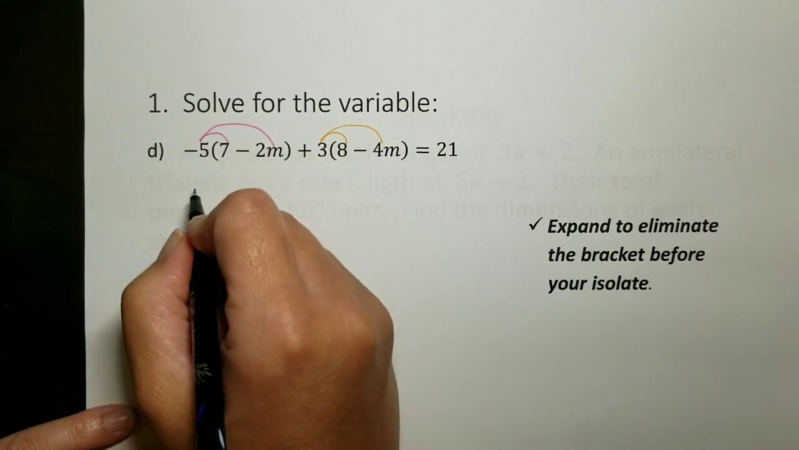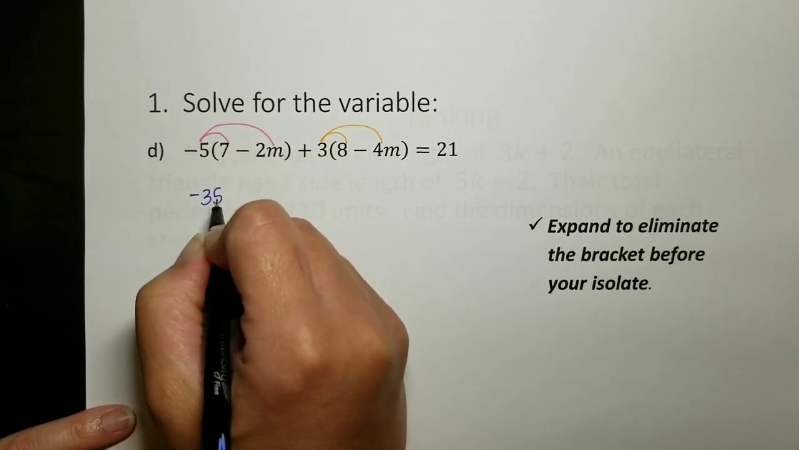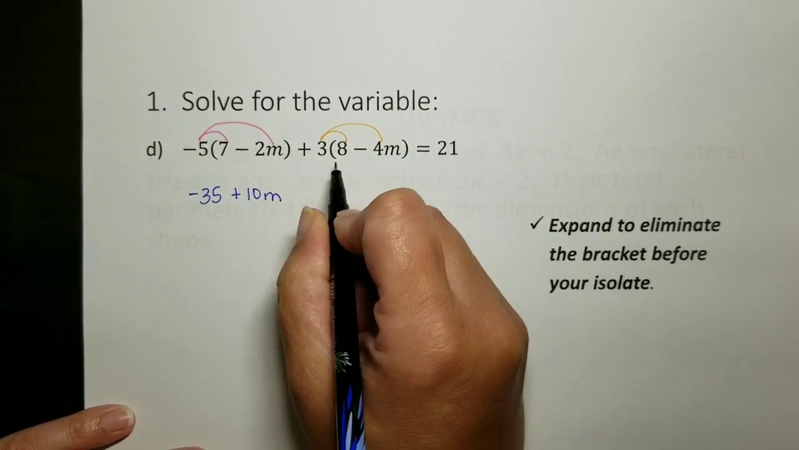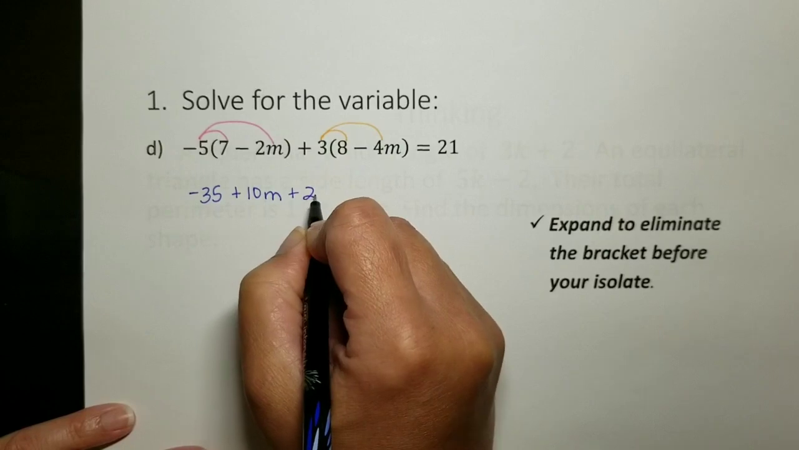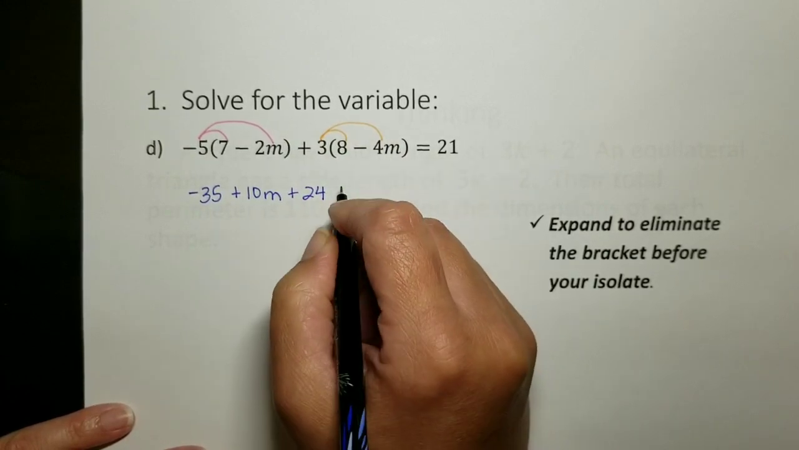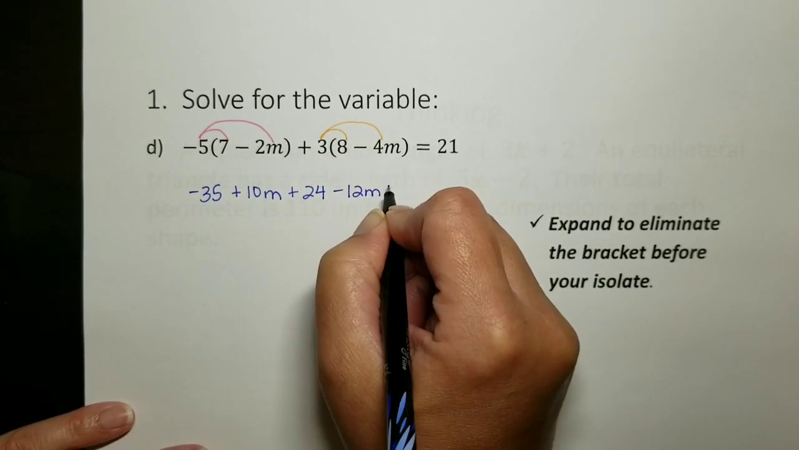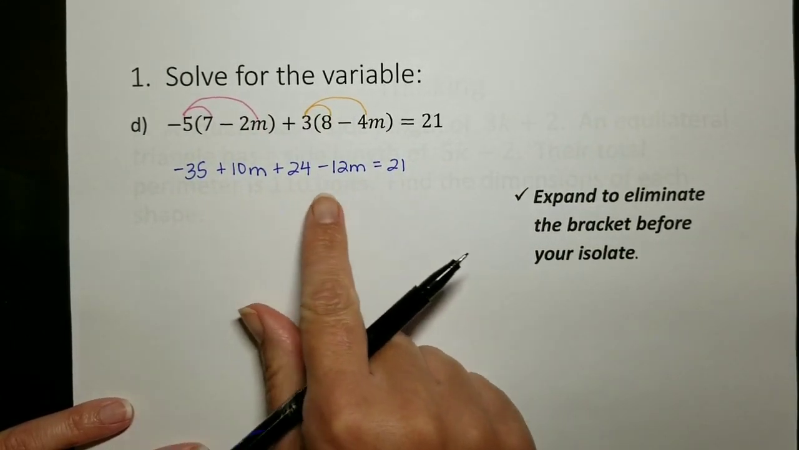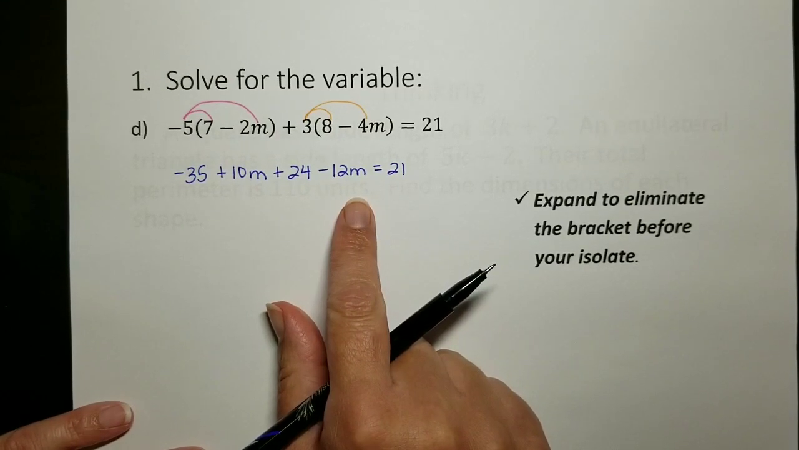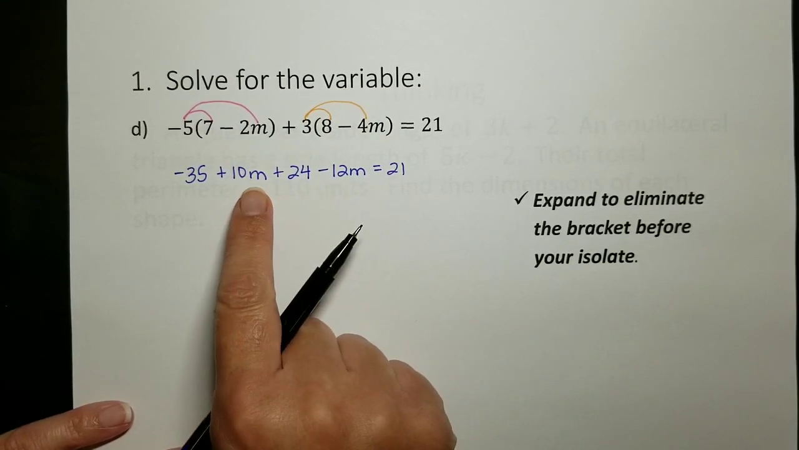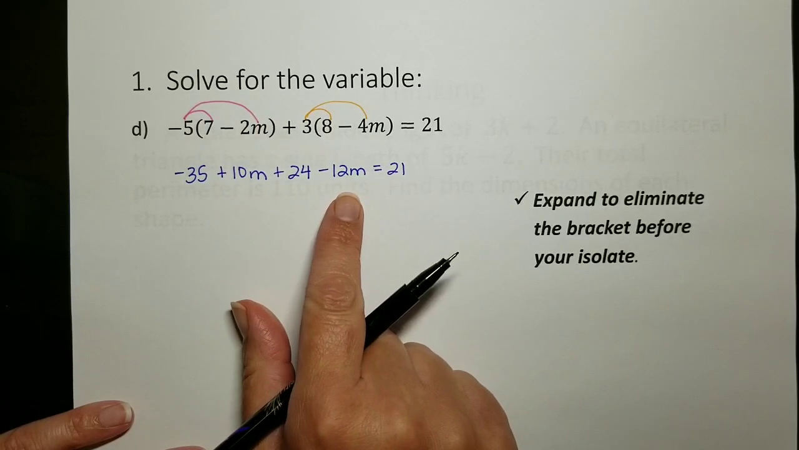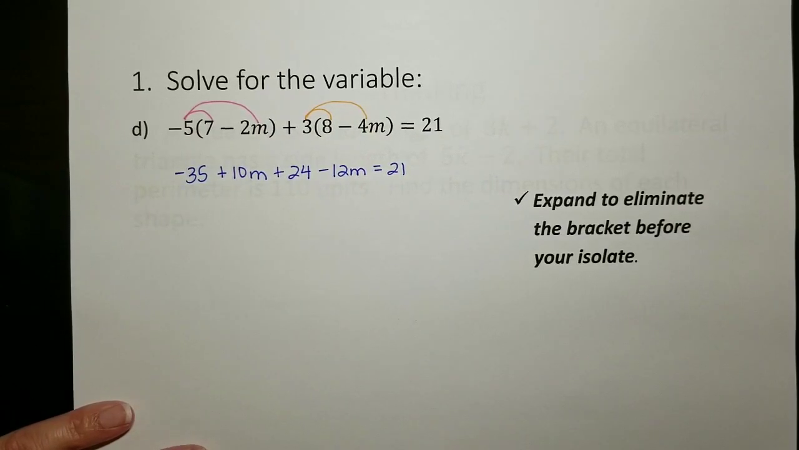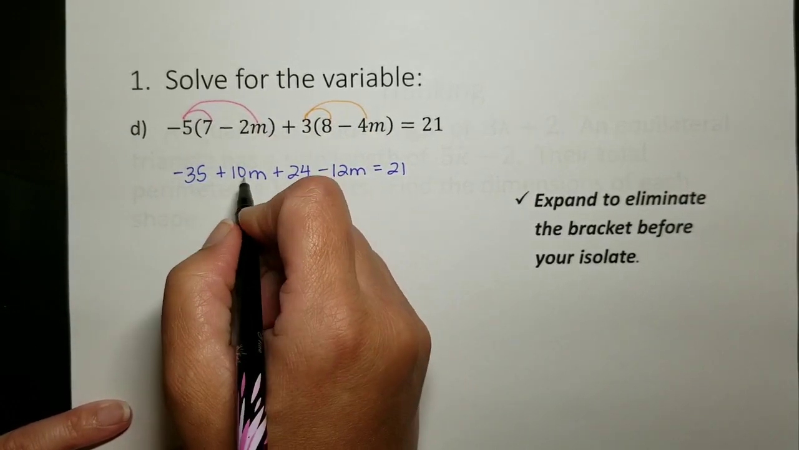So negative 5 times 7 is negative 35. Negative 5 times negative 2m is plus 10m. 3 times 8 is plus 24. 3 times negative 4m is negative 12m equals 21. So at this point, in most of the examples I've done, I've just said, I want to get all of my variables on the left and all of the numbers on the right. But if you have a lot of terms and you see some like terms, you can do your like terms in a separate step, just to kind of clean things up a bit.